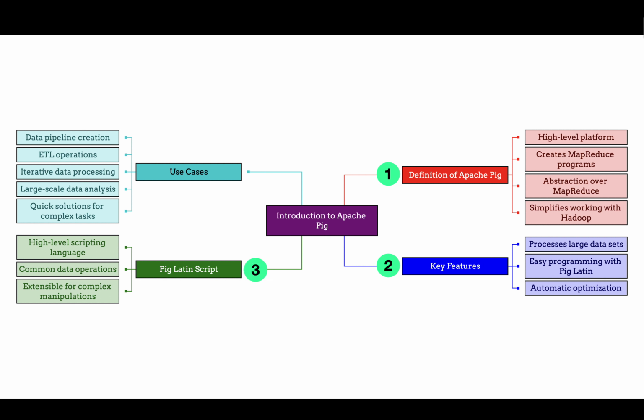3. PigLatin script. PigLatin is a high-level scripting language used by Pig. It allows for common data operations like join, filter, group, and sort, and is extensible to support custom functions for more complex data manipulations. 4. Use cases. Apache Pig is ideal for data pipeline creation, ETL (extract, transform, load) operations, iterative data processing, and large-scale data analysis. It's widely used when quick and straightforward solutions are needed for complex data processing tasks.